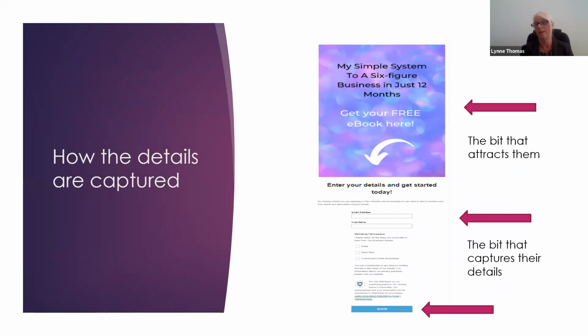Well, here is an example of what happens when you click a lead magnet. The top bit is the pretty picture with the hook that attracts their attention. Below that is the bit that captures their details. This is where they enter their email address, their name, a telephone number if you need it, or any other details that you want to capture from your leads. And then the bottom bit is the subscribe button. That's when they actually submit their details to you.